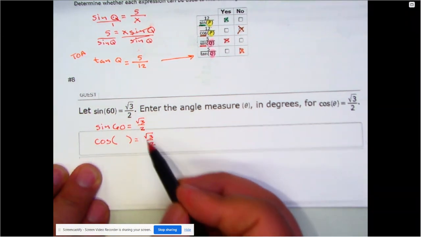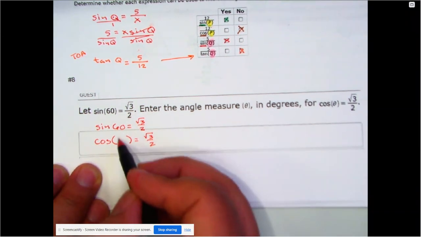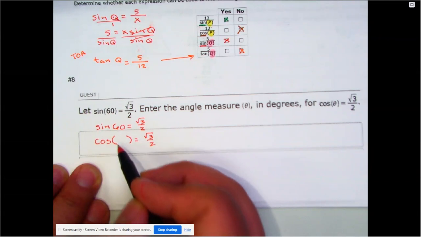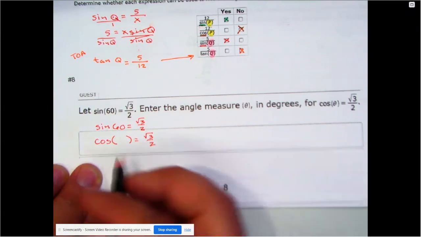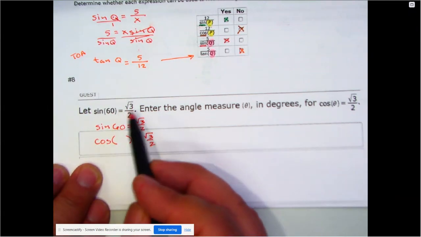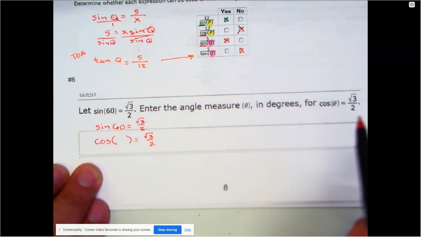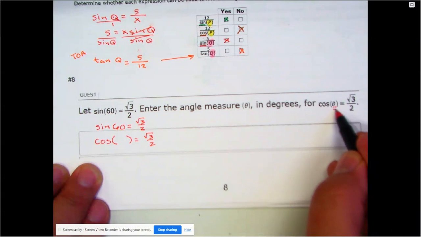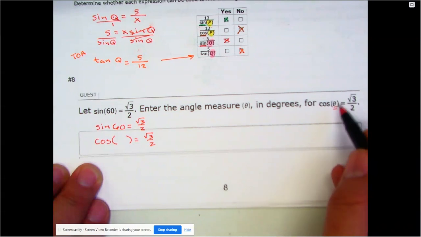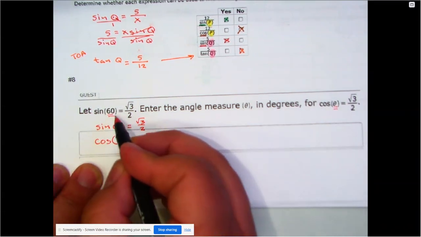Notice how these match. Well, I'll tell you right now, the answer cannot be 60, but there's a quick way to find it. At higher levels, we learn that sine and cosine will have the same answer as long as the angle itself is being subtracted from 90.